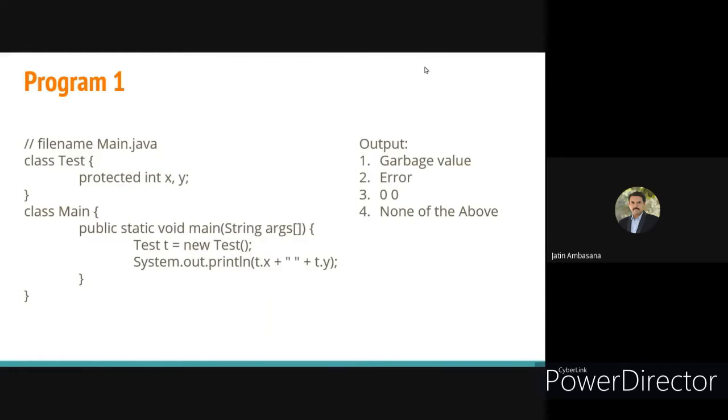So this is a program where a class is there, Test, which has got two protected variables x and y, and in a class called Main, we are having a main method where we are trying to create its object, and then we are trying to access its protected variables t.x and t.y. We are trying to print those. So what would be the output? Would it be garbage value, error, or zero, or none of the above? Yes, come on, tell me, guys.